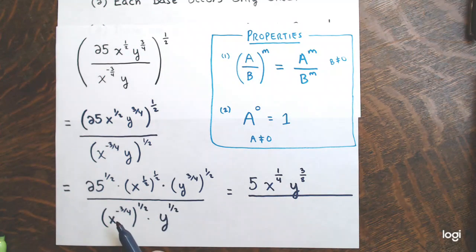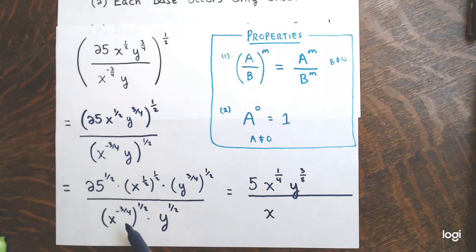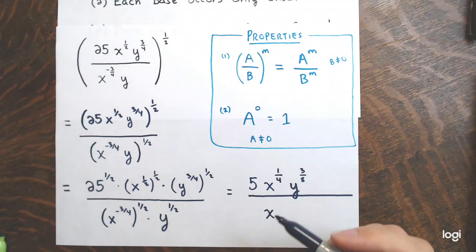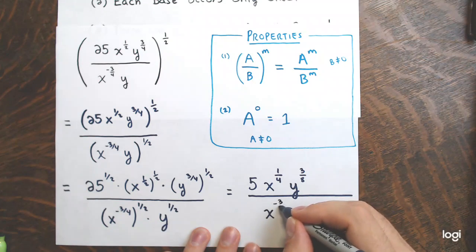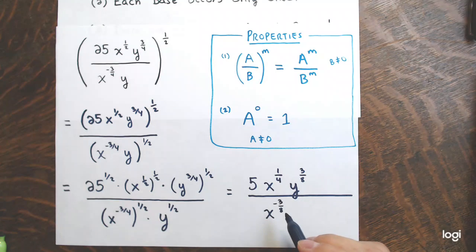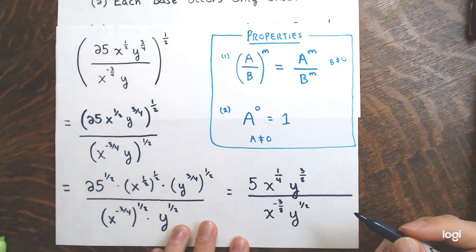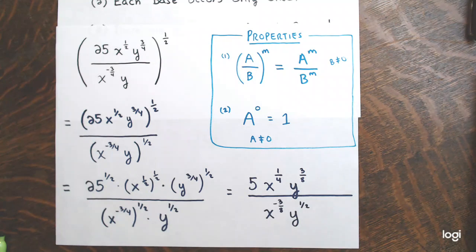Here we have a power to a power, x to the negative 3/4 to the half. So I keep that base of x, and then negative 3/4 times a half would be negative 3/8. So we have x to the negative 3/8, and then times y to the half. All right, so it's almost done.